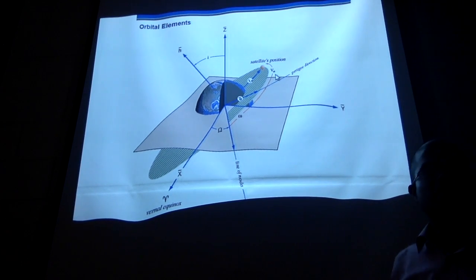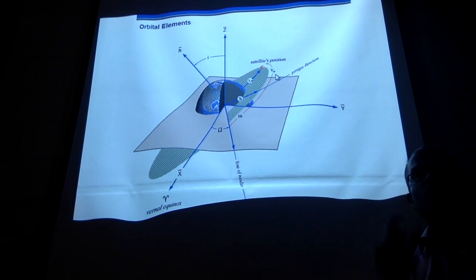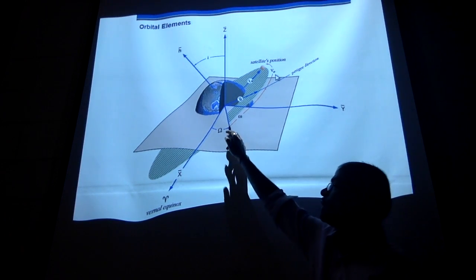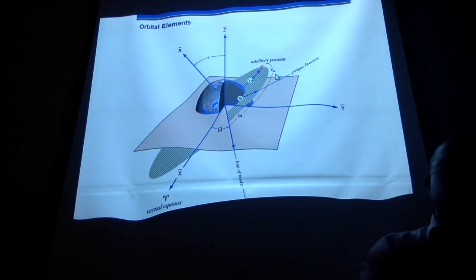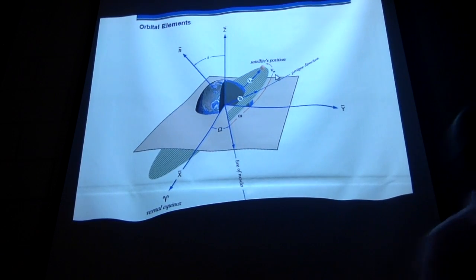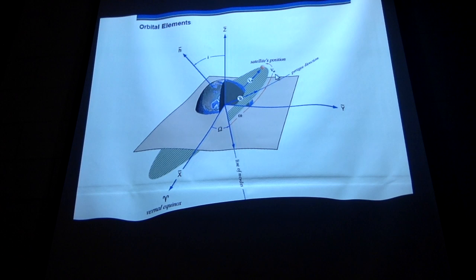That may change, right? That line of node may change. So you want to figure out what is the line of node, or what is this ascending node? Where is that ascending node with respect to this x direction? What is the angle? It's the angle essentially. Okay?